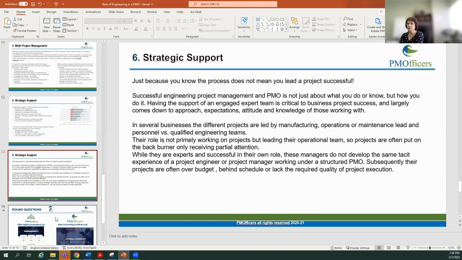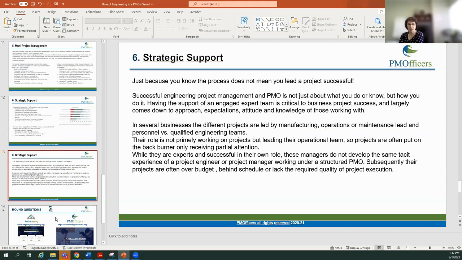Having the support of an engaged expert team is critical to business project success and largely comes down to approach, expectations, attitude, and knowledge of those working with. In several businesses, the different projects are led by manufacturing, operation, maintenance leads, and personnel versus qualified engineering teams. And we all know what happens when this is the case. That is not their primary working role.